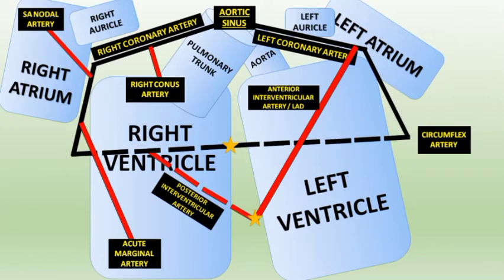There is another branch of the left coronary artery called the obtuse marginal artery. Beware guys, acute marginal artery is a branch of the right coronary artery, while obtuse marginal artery is a branch of the left coronary artery. This obtuse marginal artery supplies the lateral part of the left ventricle and the apex.